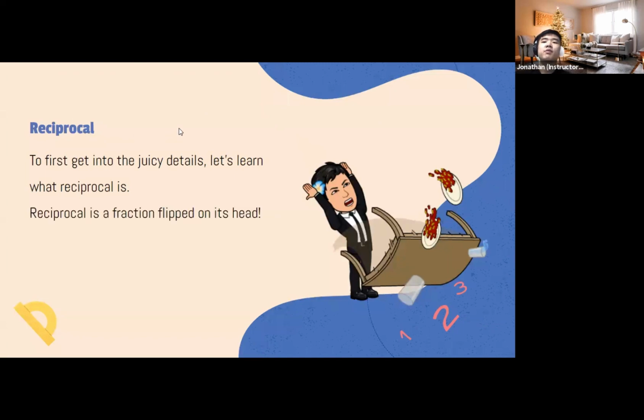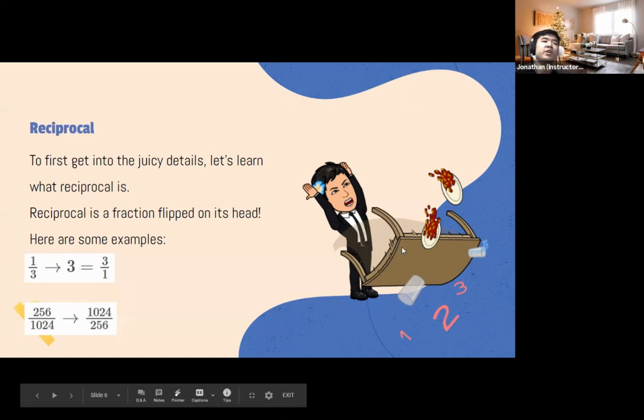So what is a reciprocal? It sounds like a very complicated word, but the only thing you have to remember is a reciprocal is a fraction that's flipped over. For example, the reciprocal of 1/3 is 3, also 3/1. The reciprocal of 256 over 1024 is 1024 over 256. So all you're doing when you do reciprocal is flip the fraction over on its head. So basically, you see me flipping this table. That's basically what we're doing. We're taking the fraction, the top and bottom, and we're swapping them. We're flipping them over.